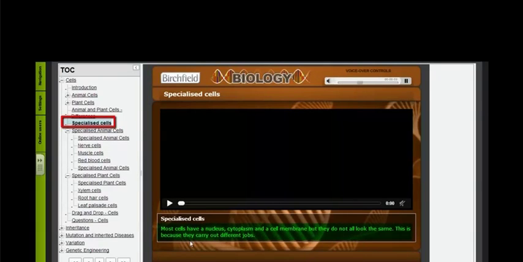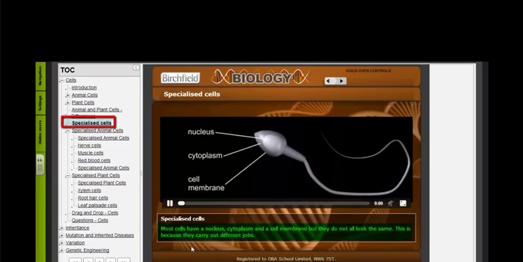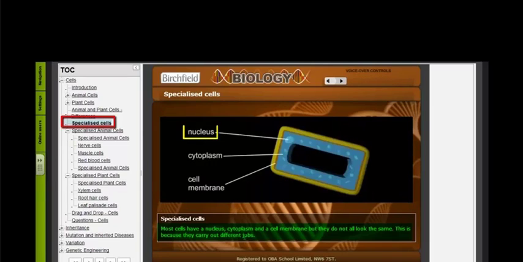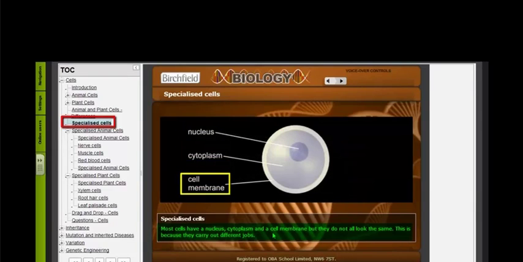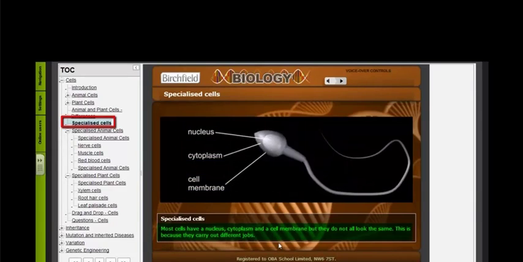Most cells have a nucleus, cytoplasm, and cell membrane, but they don't all look the same. That is because they carry different jobs. In biology, structure determines function, so if cells have different functions, they must have different structures.